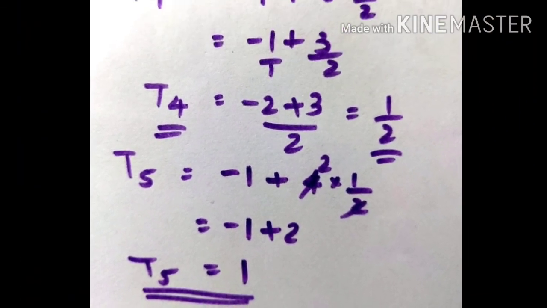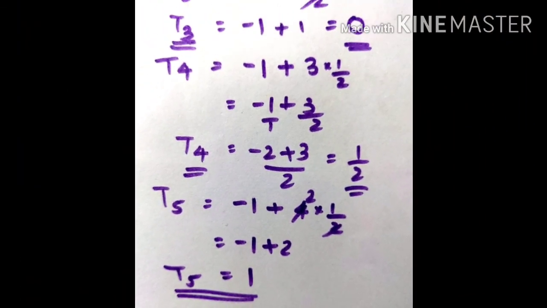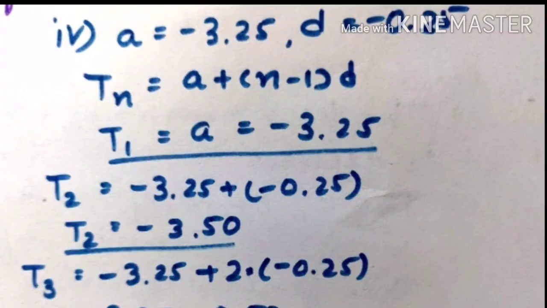So this way we solve our next question, number 4 of the same question 2. Write the 5 terms of an AP in which small a, that is the first term, is equal to minus 3.25, and d, that is common difference, is equal to minus 0.25. So we use our formula Tn is equal to a plus n minus 1 d.